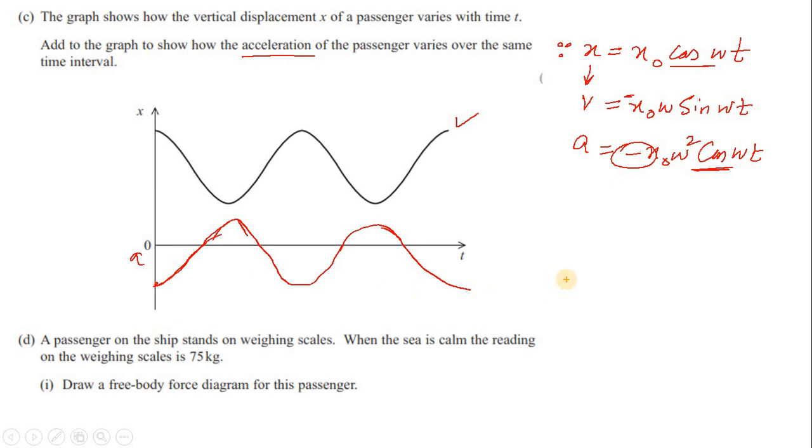A passenger on the ship stands on a weighing scale when the sea is calm. The reading on the weighing scale is 75 kg. Draw a free body diagram for this passenger. So it's straightforward. The sea is calm, so there is no other force except the weight acting down and the contact force acting upward, and both are equal. The reading is 75 kg.